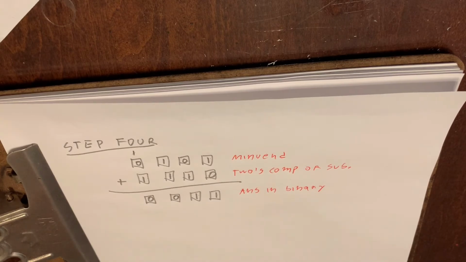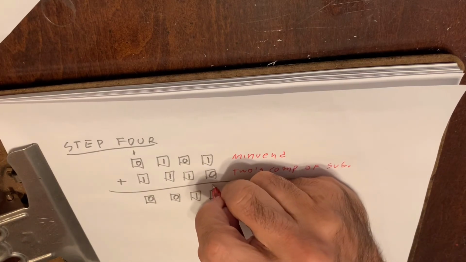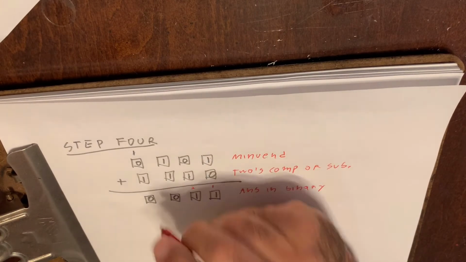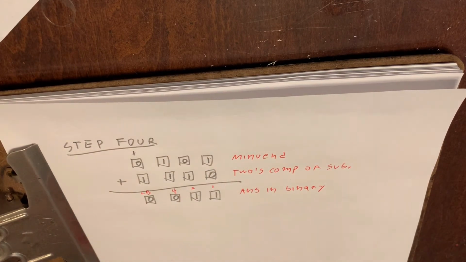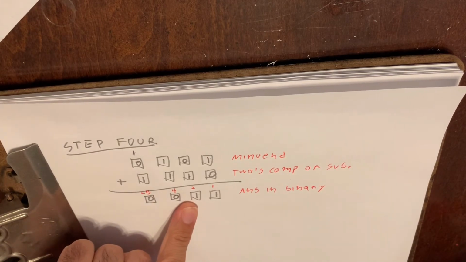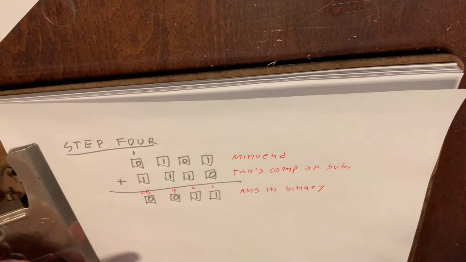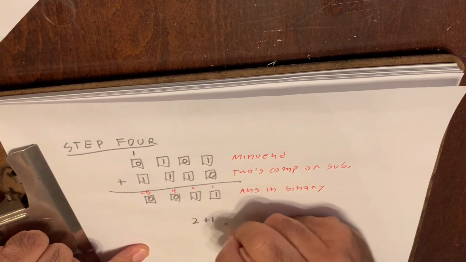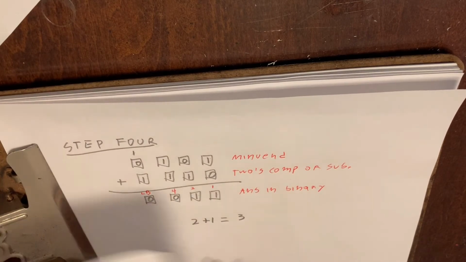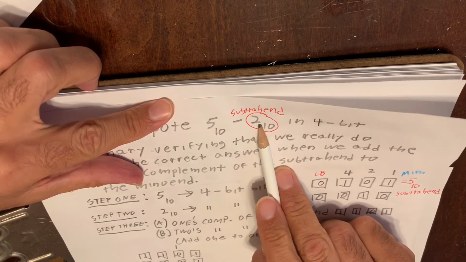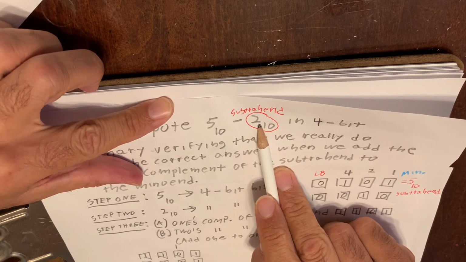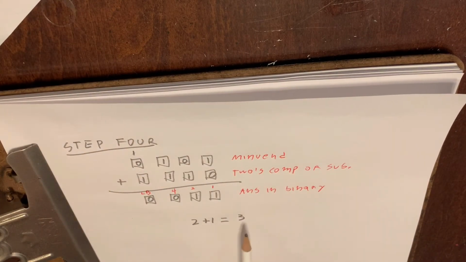Now let's put the place values in and see what we have here. This is the 1's place. This is the 2's place. This is the 4's place, and this is the LB, the leading bit, which just tells us whether the difference is positive or negative. And so 2 plus 1 is 3. Now, if this theorem really worked, 5 minus 2 should give us 3. And it does. 2 plus 1 is 3.